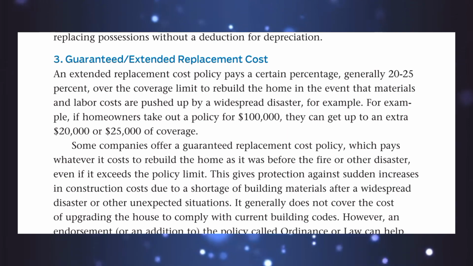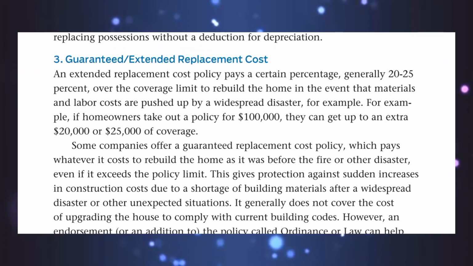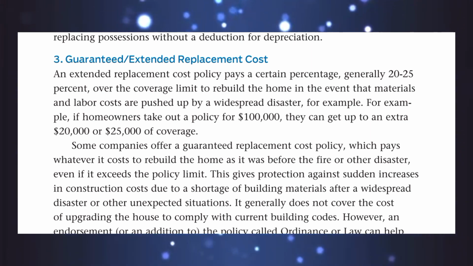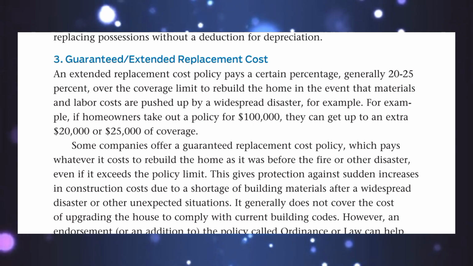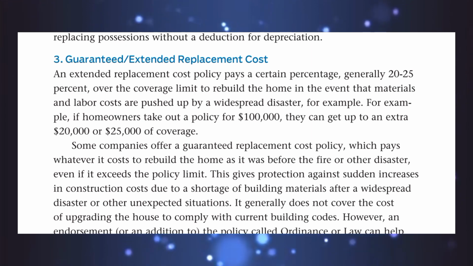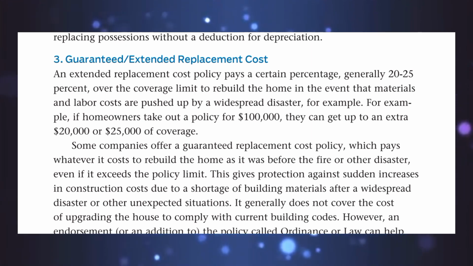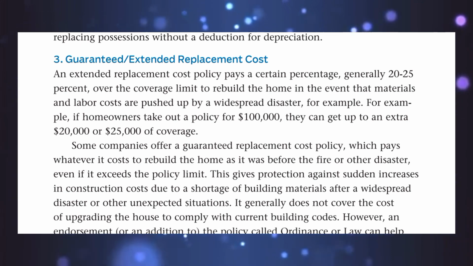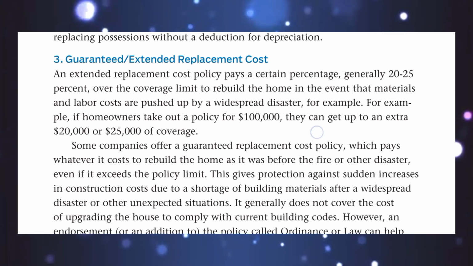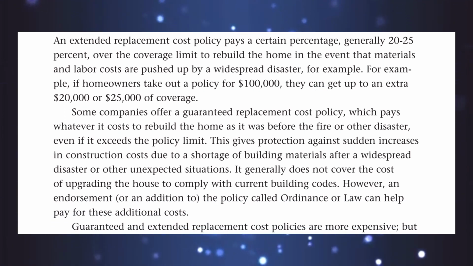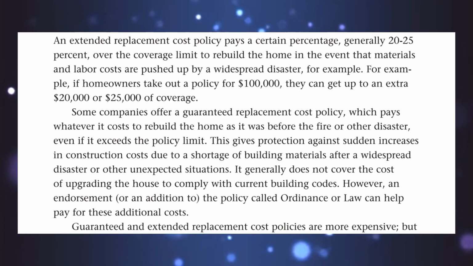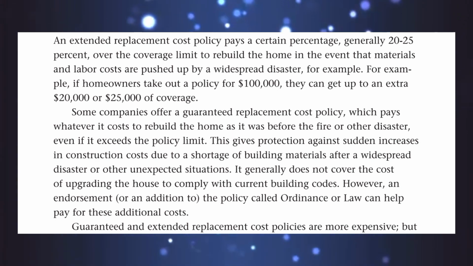Point number 3, guaranteed extended replacement cost. An extended replacement cost policy pays a certain percentage, generally 20-25% over the coverage limit, to rebuild the home in the event that materials and labor costs are pushed up by a widespread disaster. For example, if homeowners take out a policy for $1 lakh, they can get up to an extra 25,000 of coverage.